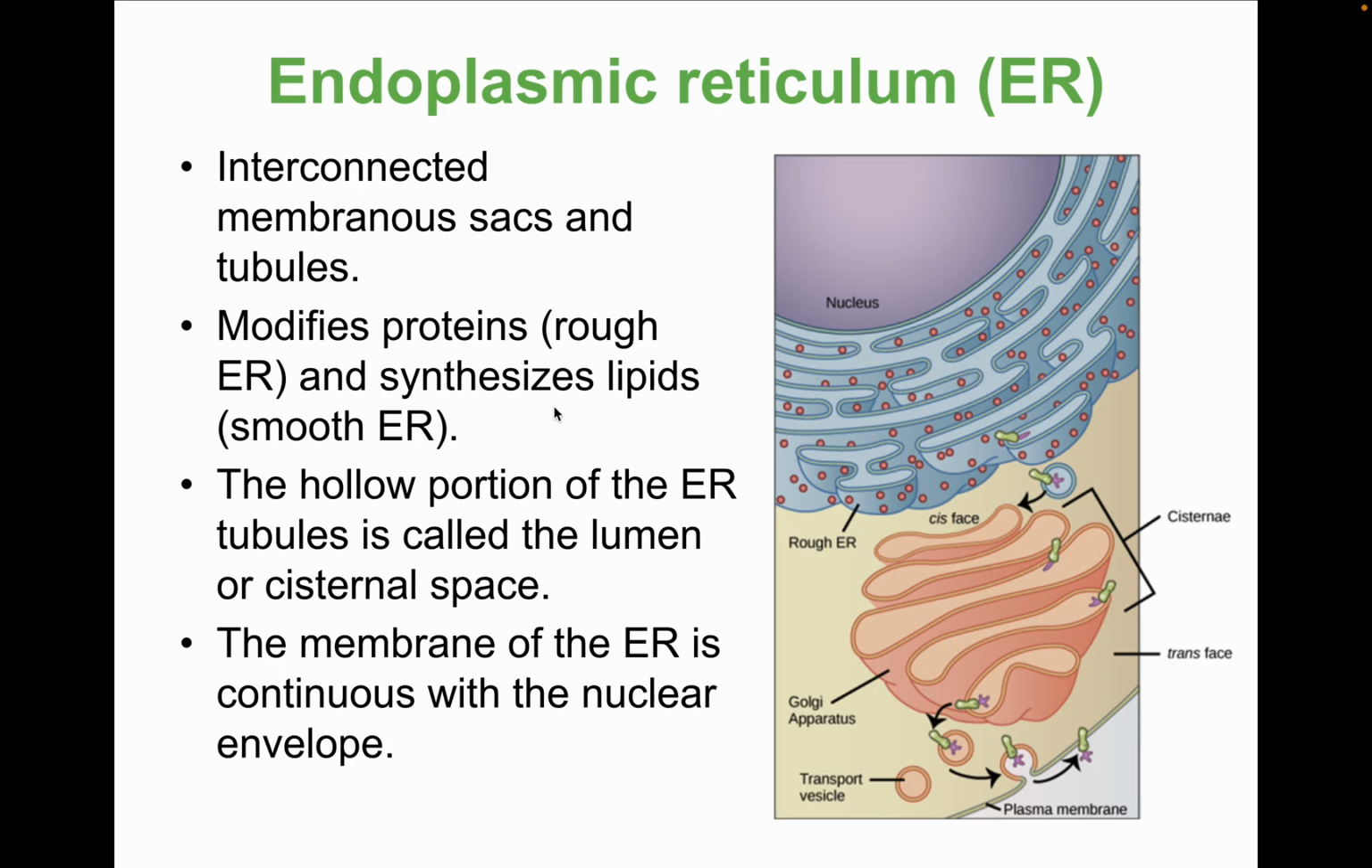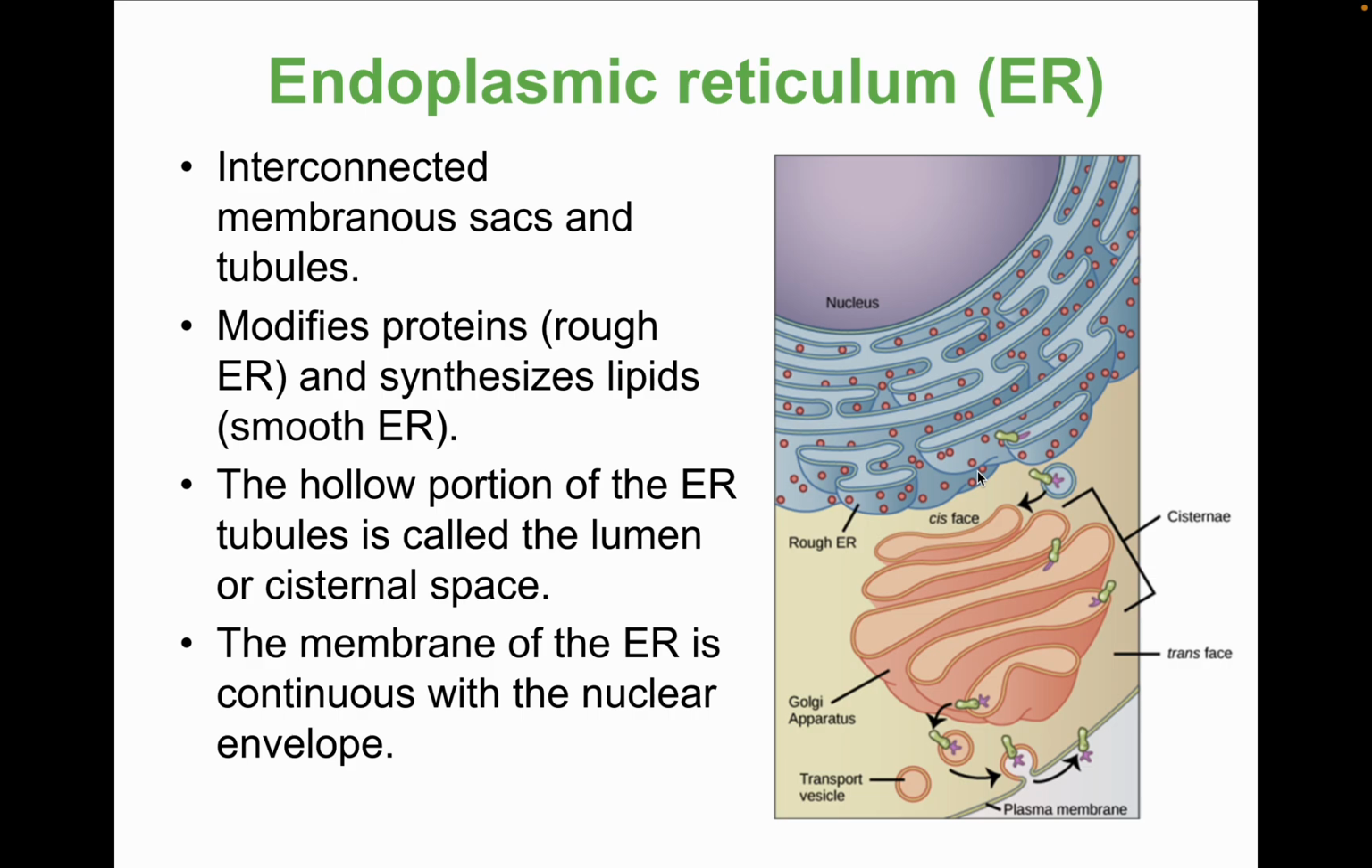So what the ER does is that it modifies proteins and synthesizes lipids. The ER has two parts, the rough ER and the smooth ER. The rough ER is called the rough ER because it has those red dots, which are the ribosomes on it, helping it to modify protein, and the smooth ER synthesizes lipids. So they have different roles, but they are, after all, linked together, and what passes between them is kind of a mutual process.